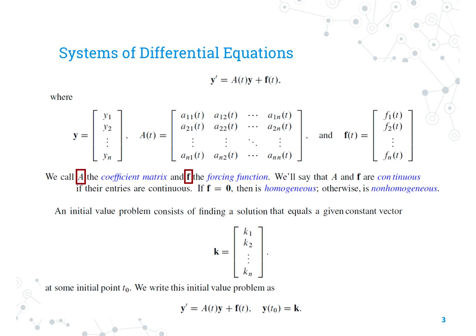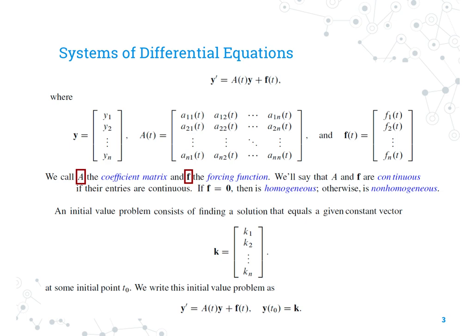If the forcing function f is equal to the 0 vector, then we say our system is homogeneous. Otherwise, it is non-homogeneous. We're only going to focus on homogeneous systems through section 10.6, and then we will step in with variation of parameters to look at non-homogeneous systems in section 10.7.